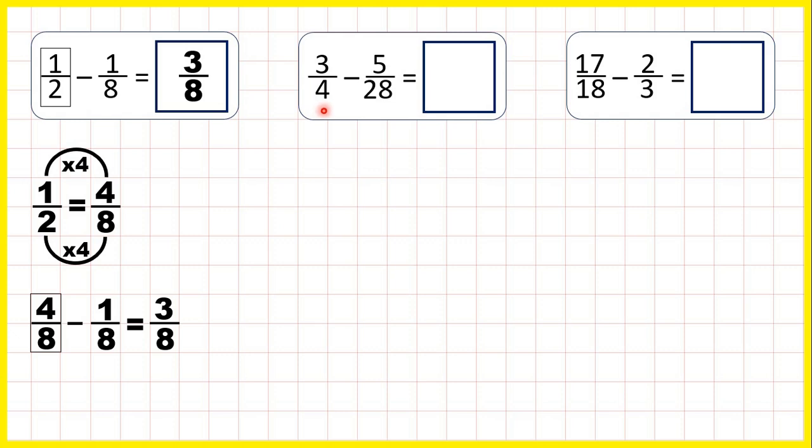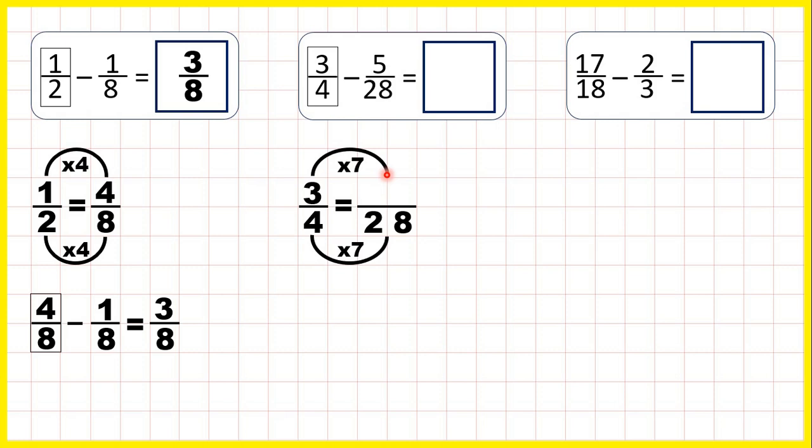Now 3/4 minus 5/28. Again, we have fractions which have different denominators, so before we can subtract, we need to find equivalent fractions to make the denominators the same. Now 28 is in the 4 times table, so we can find a fraction equivalent to 3/4 which has a denominator of 28. Now 4 times 7 is 28, and what we do to the denominator, we need to do to the numerator as well. 3 times 7 is 21.